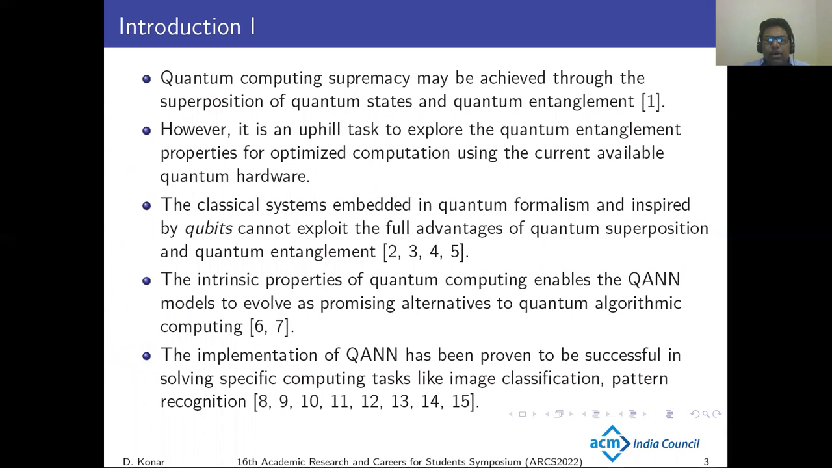All of you have heard the term quantum computing supremacy, and everybody says it can be achieved through superposition of quantum states and quantum entanglement properties. However, it is an uphill task due to the lack of quantum hardware available in the current scenario. So right now, classical systems embedded with the quantum formalism of quantum-inspired computing have become popular, and in addition, some hybrid classical-quantum algorithms are also becoming popular. These algorithms, whether hybrid classical-quantum or quantum-inspired neural networks or quantum-inspired algorithms, are not able to exploit the full advantage of quantum superposition and quantum entanglement. Hence, it is quite difficult to bring quantum entanglement and quantum advantage into classical simulations.